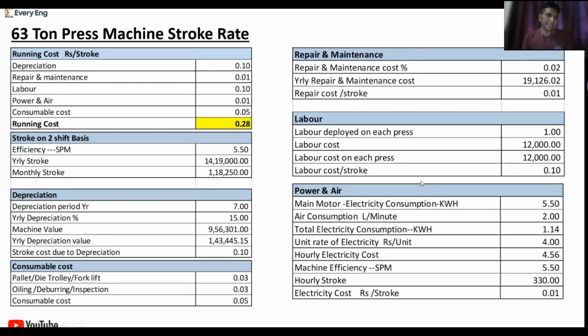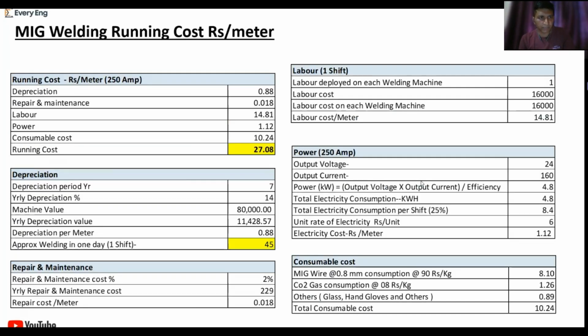So now the major element is the per stroke rate, the per hour rate of the machine. This is the basic concept of calculation. One is depreciation cost, repair and maintenance cost, labor cost, consumption, that is air and power, whatever type of consumption is in our machine, and consumable cost. So now we calculate for the 60-ton press machine, 28 paisa per stroke. So this is one example. Now we move to the second example.